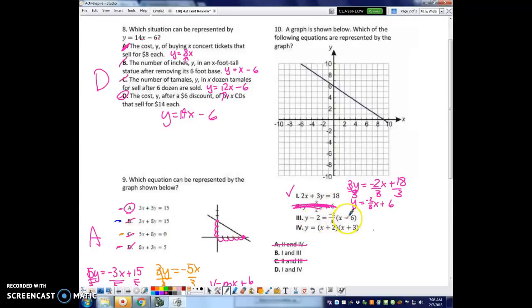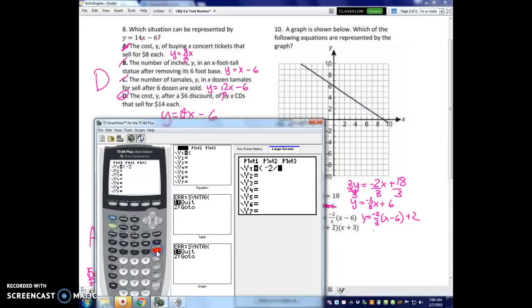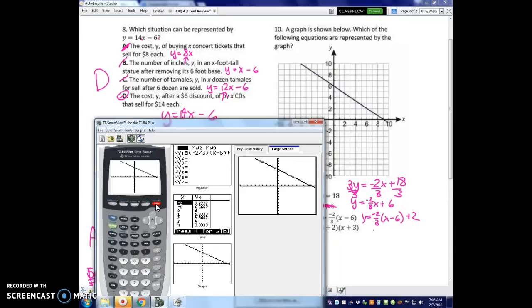So this one, you just move the 2 to the other side. So y equals negative 2/3 x minus 6, and then that becomes a plus 2 on the other side. Type that into y equals. Negative 2/3 x minus 6 plus 2. Graph. Does this one match? Totally.